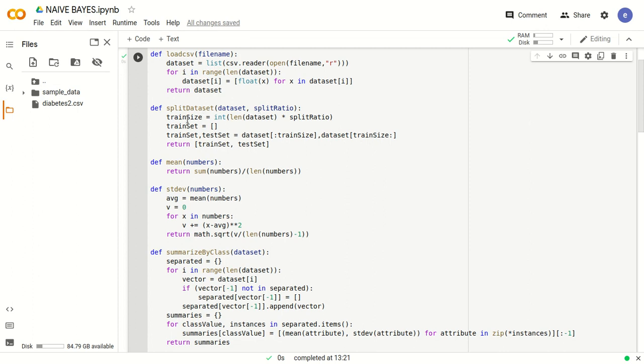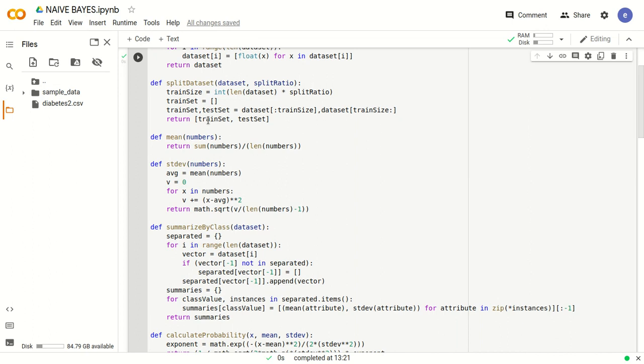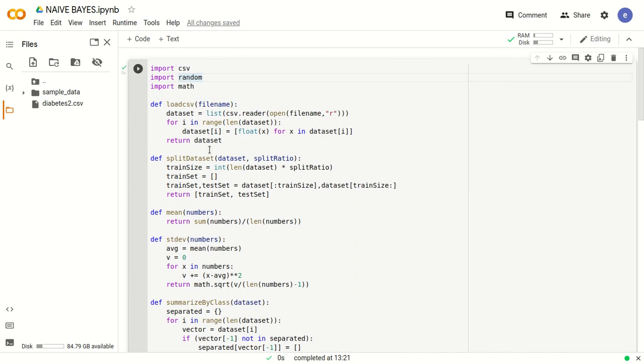It will be an integer, and that will be stored in train size. Next, we are simply using the concept of slicing. So this is very simple. We are just processing the dataset from the first row up to the train size row, but that is not included, and that will be stored in train dataset. The remaining part of the dataset, starting from train size and included until the last row, will be stored in the test dataset. Ultimately we are returning the training dataset and test dataset. That is what this function is doing.